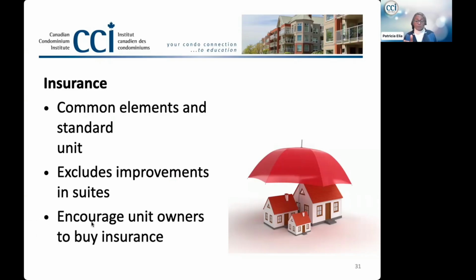Therefore, it's important that boards and management teams work together to encourage unit owners to buy insurance if it makes sense in the situation. So, looking at the standard unit bylaw and the other betterments and improvements that could exist, give unit owners the heads up. I think that's it for insurance, Sonja.